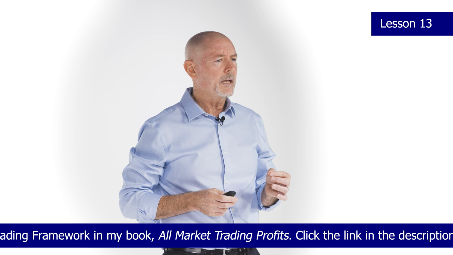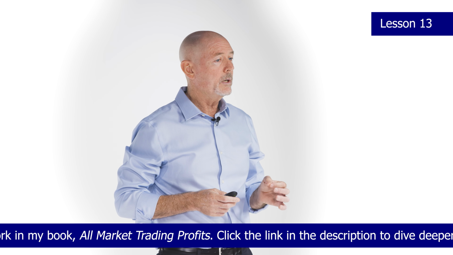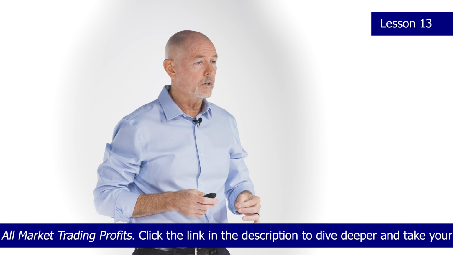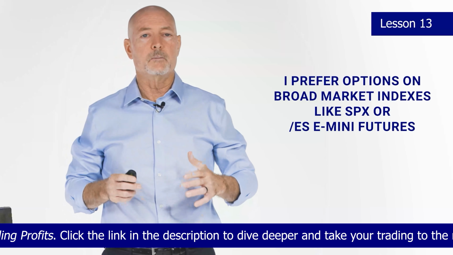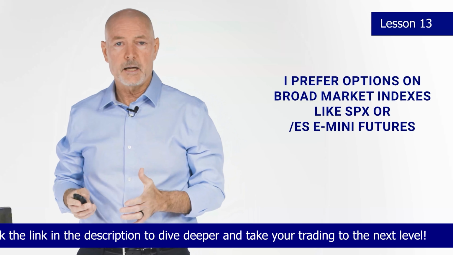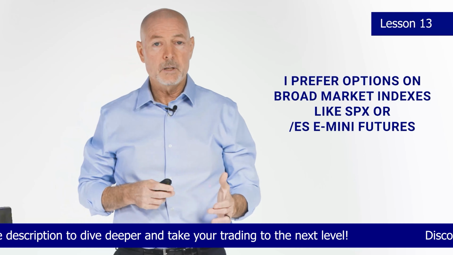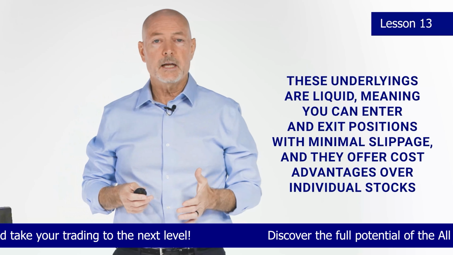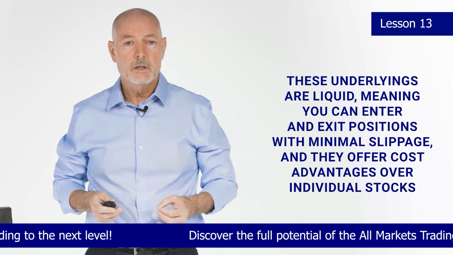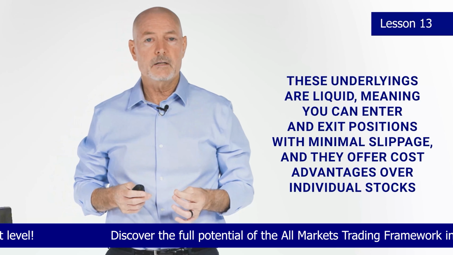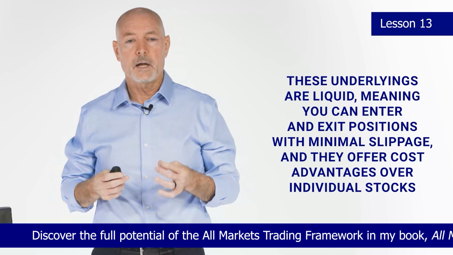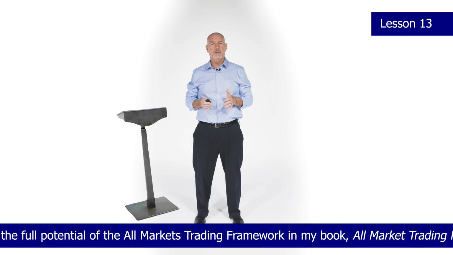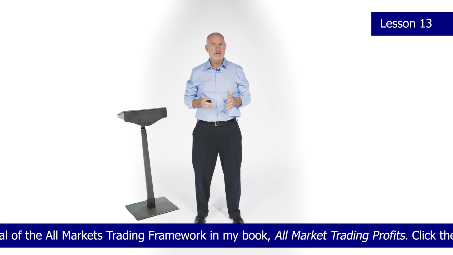When choosing the underlying asset for this structure, liquidity and cost efficiency are critical. I prefer options on broad market indexes like SPX or ES, the E-mini futures. These underlyings are liquid, meaning you can enter and exit positions with minimal slippage, and they offer cost advantages other individual stocks don't have.